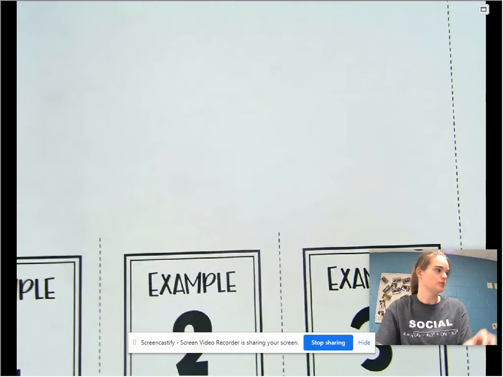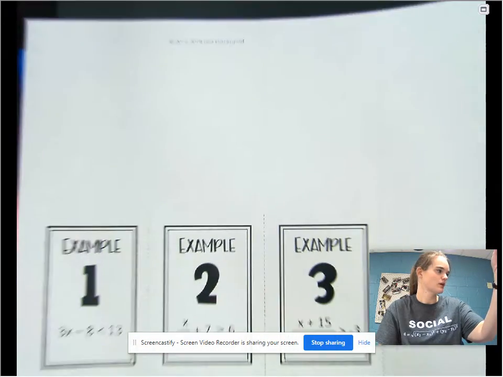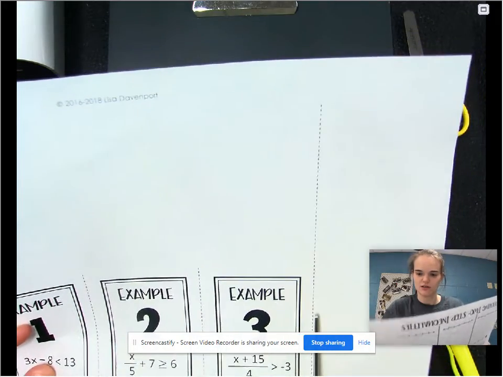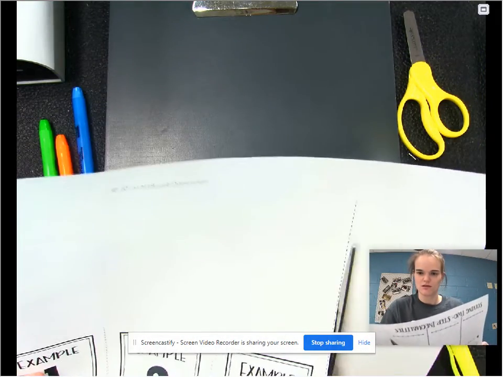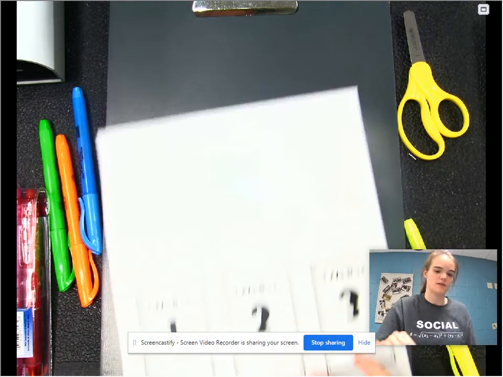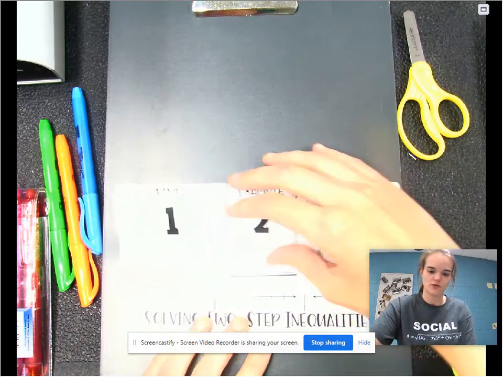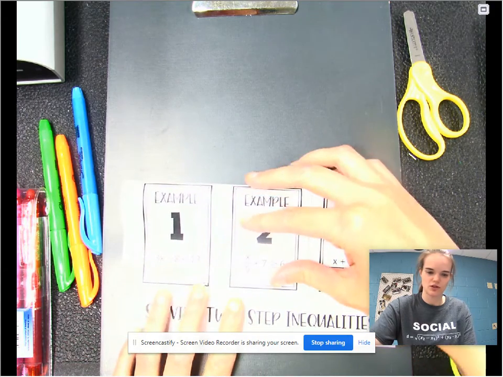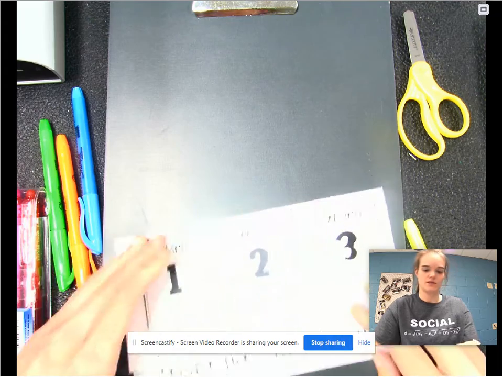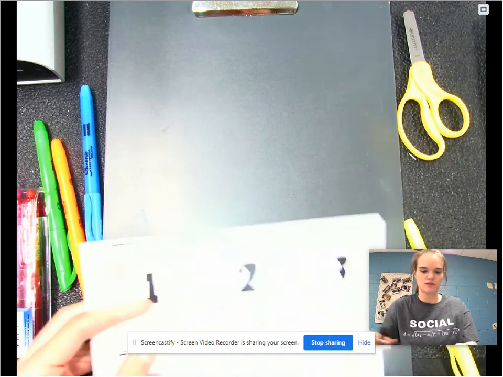If you've got this foldable, you're going to cut it off right here on the dashed line. Okay. And then you are going to fold it over so that the words two-step inequality show. Okay. And then you're going to cut so you have 3 tabs.